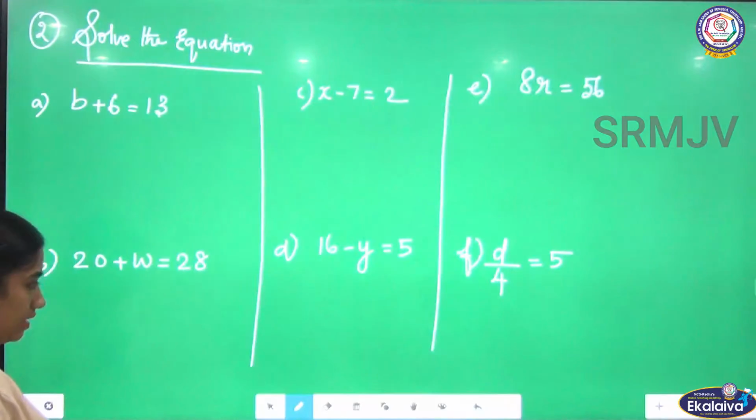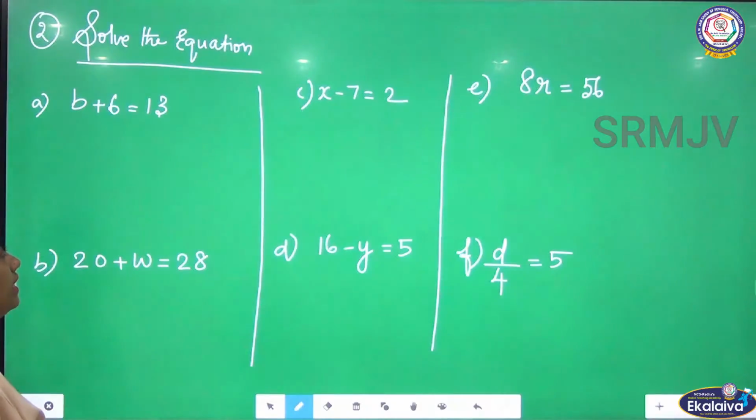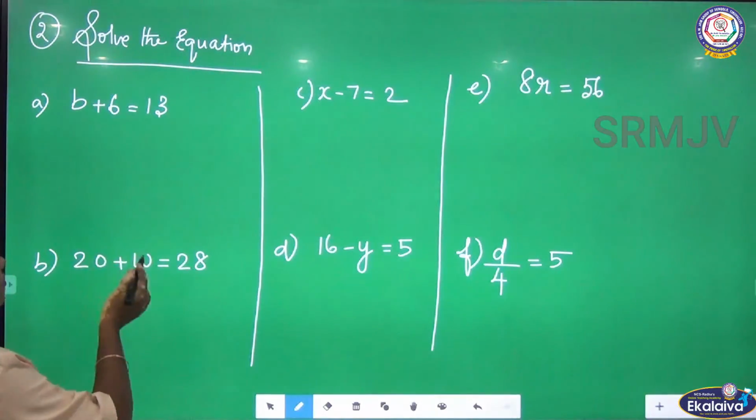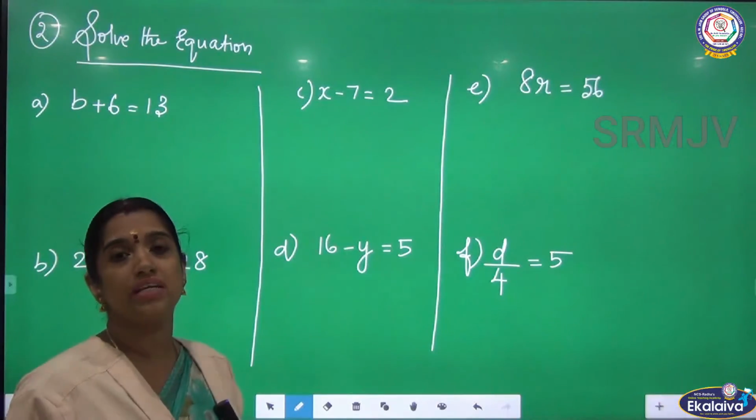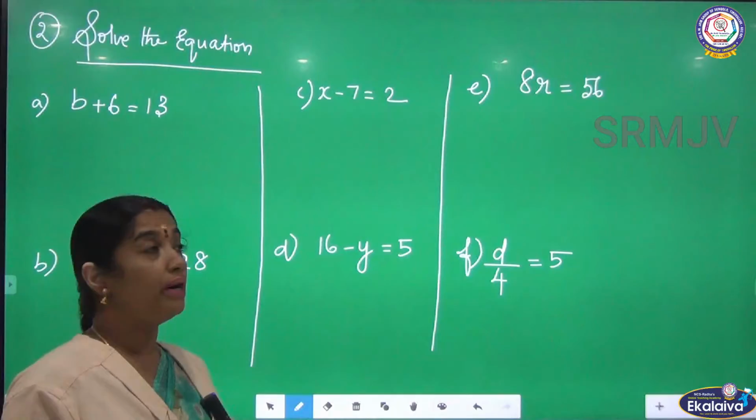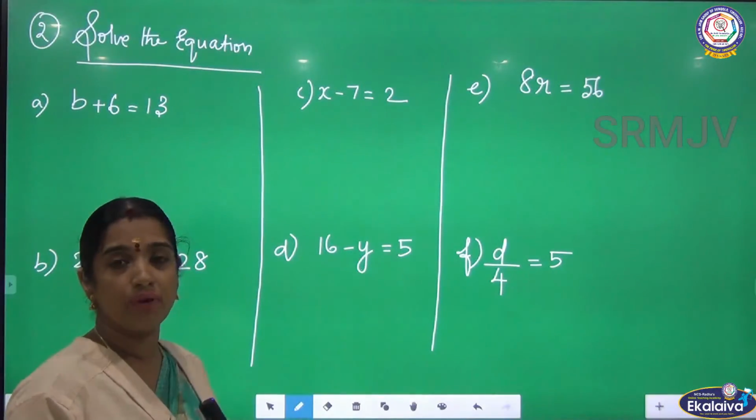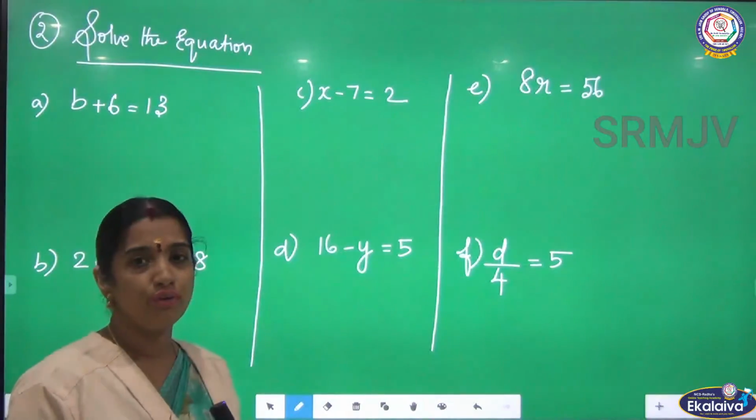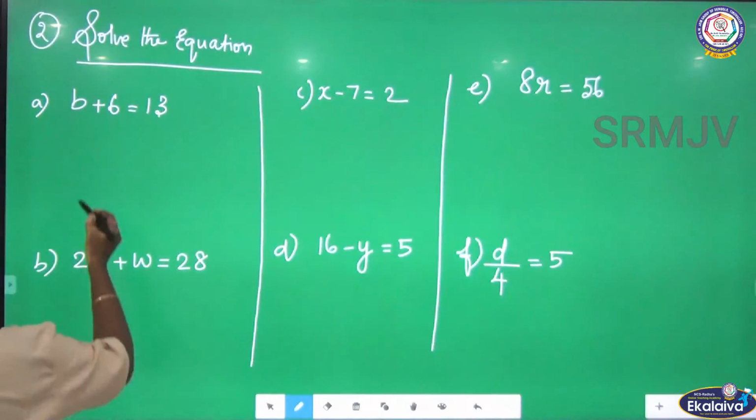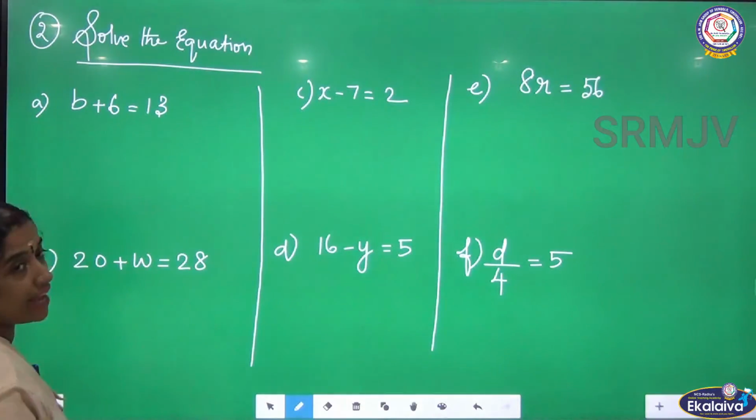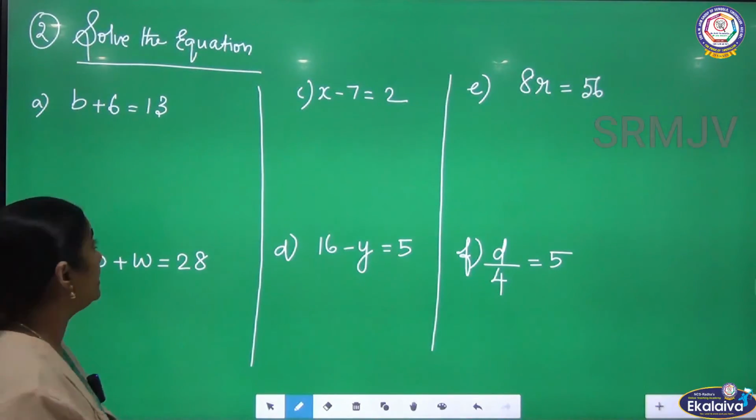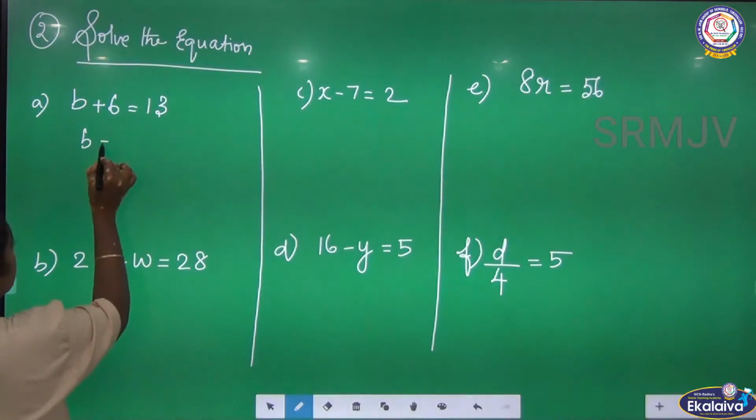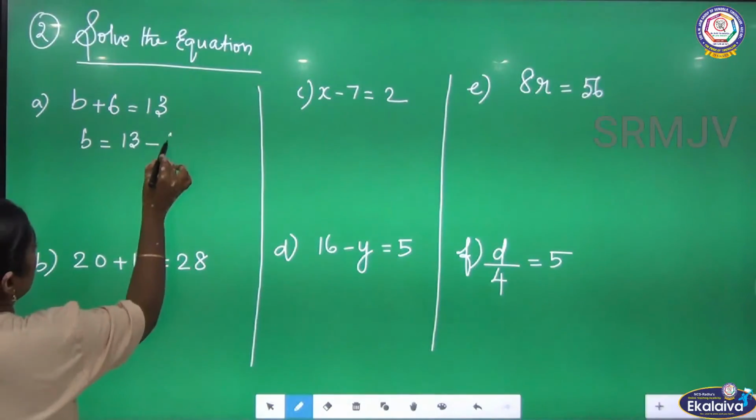See, the first sum we have seen, the same thing, only we have to solve the equation. In the first sum, we frame the equation and then we solve it. But here they themselves have given the equation, you only have to solve that. See, listen, I am going to find out the b value here. b plus 6 is equal to 13. So, b is equal to 13 minus 6.